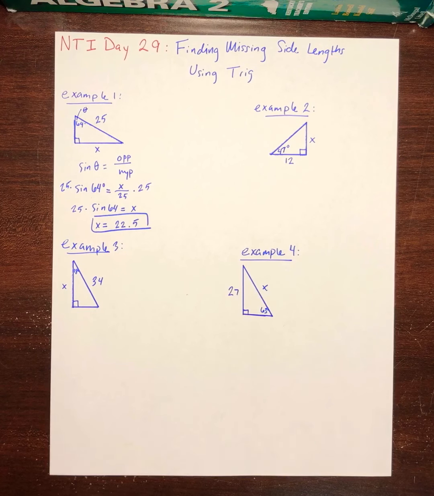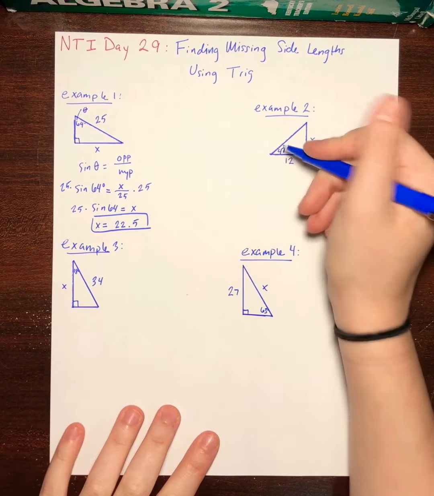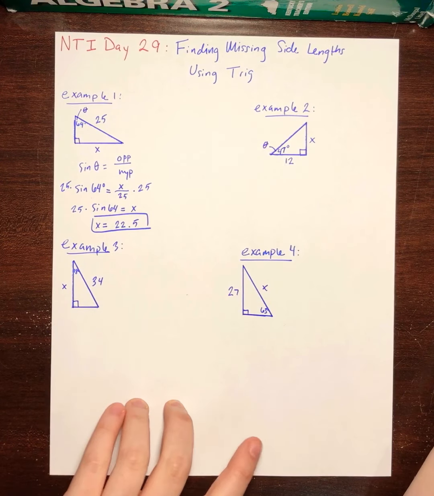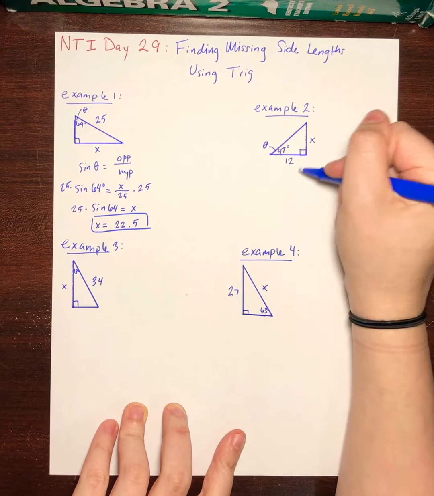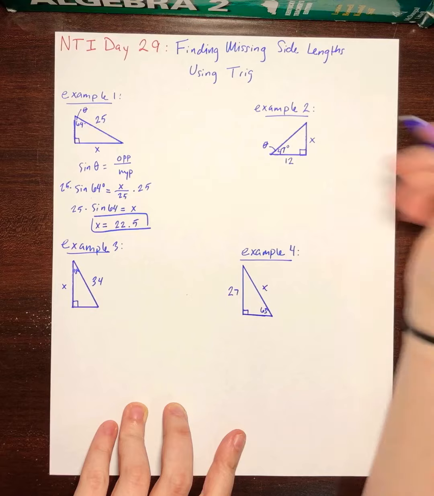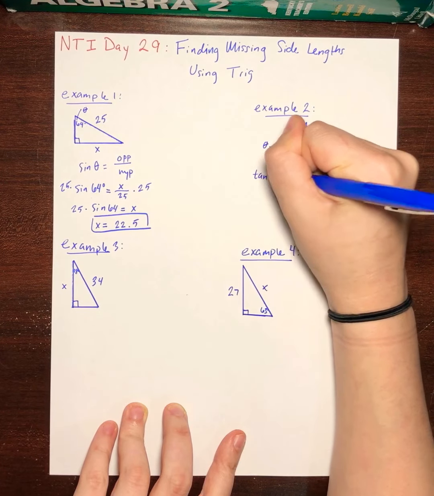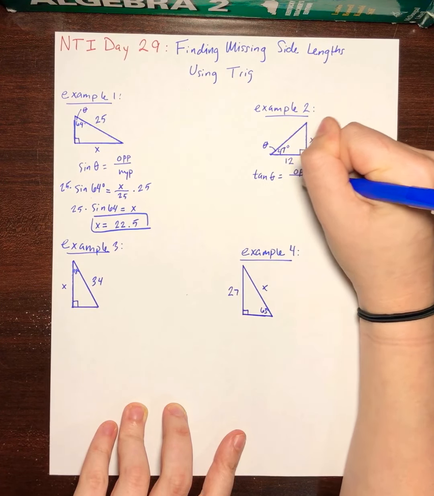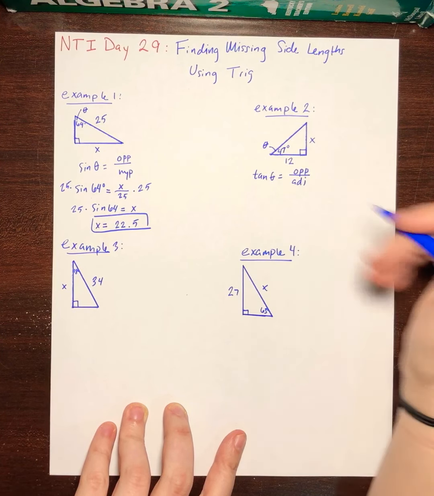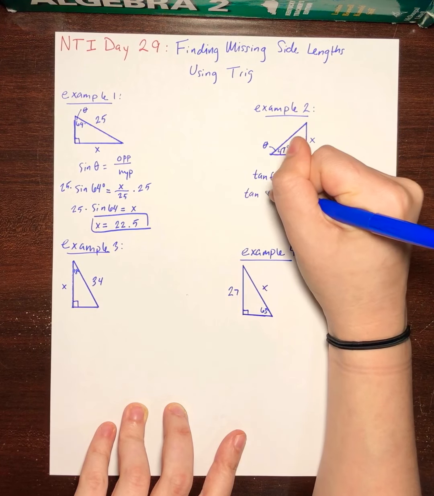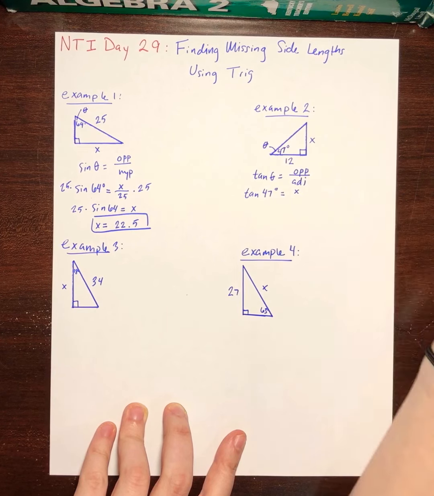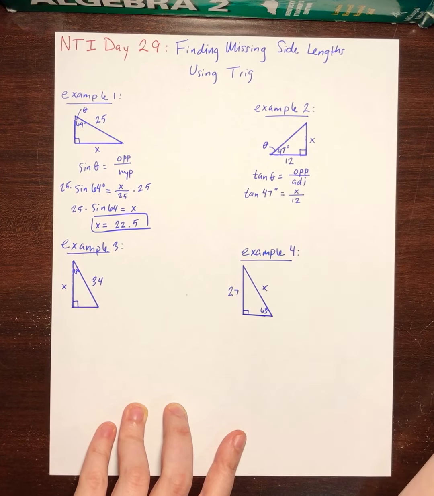And then we're going to do example 2 next. So we've got our 47 degrees. Remember, our degree that they give us, we're going to treat it like a theta. So the other labels we have are x and 12. Now, x is opposite of 47, 12 is adjacent to 47. And I know that tangent is opposite over adjacent. So I'm going to use tangent because that's the information they gave me. So tangent of my degree equals opposite, which is x, over adjacent, which is 12.